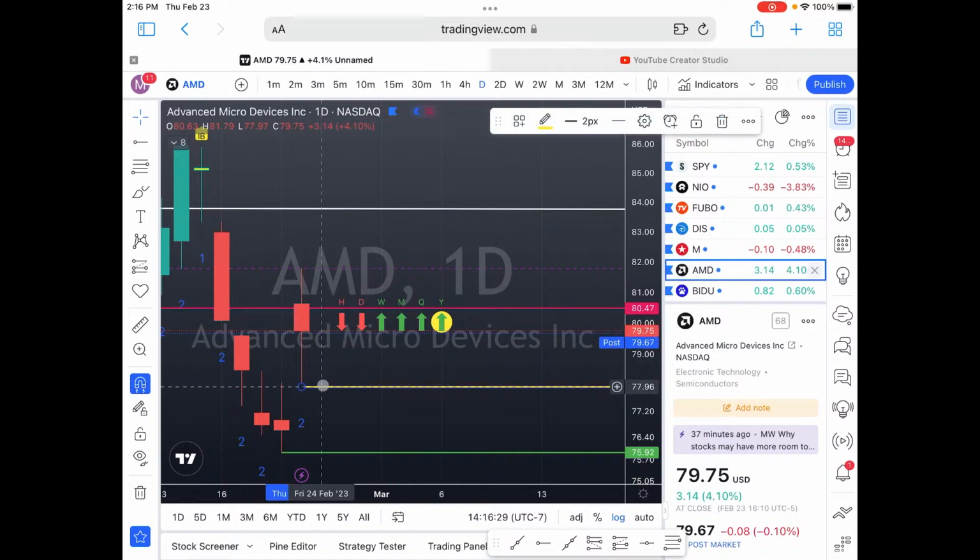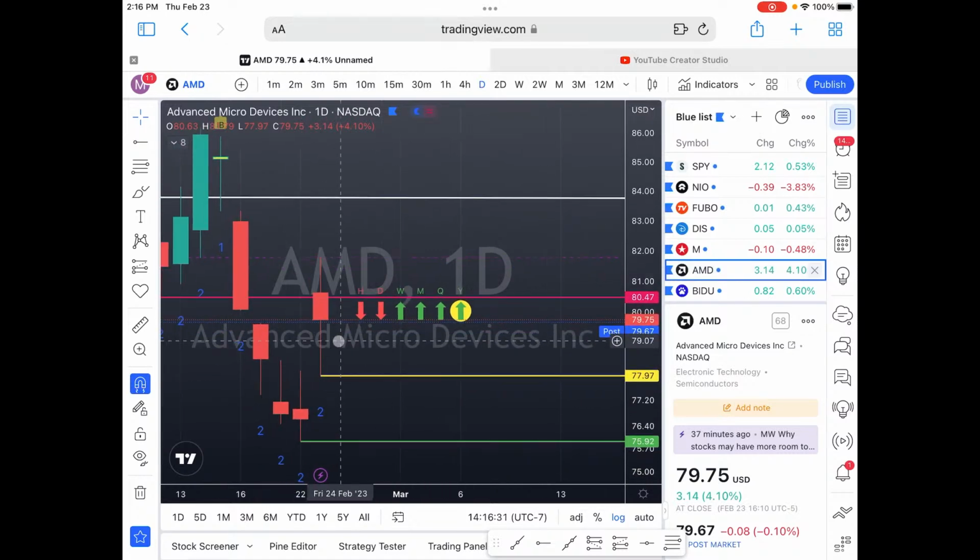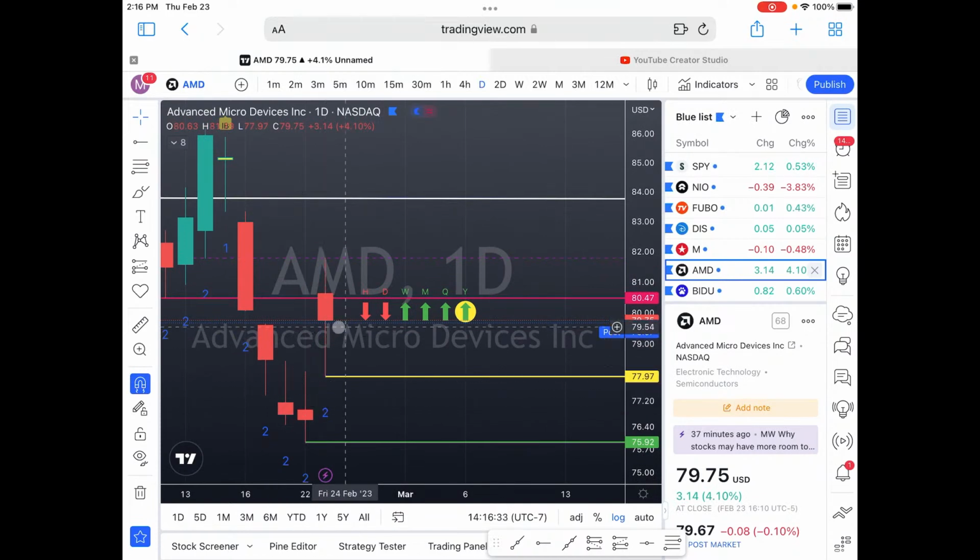So again, AMD, 2 up that finished red. So it's a directional candle. We went up. We're going to look for this thing to trend back to the downside. We're going to look for puts at 77.97 and first targets at 75.92.